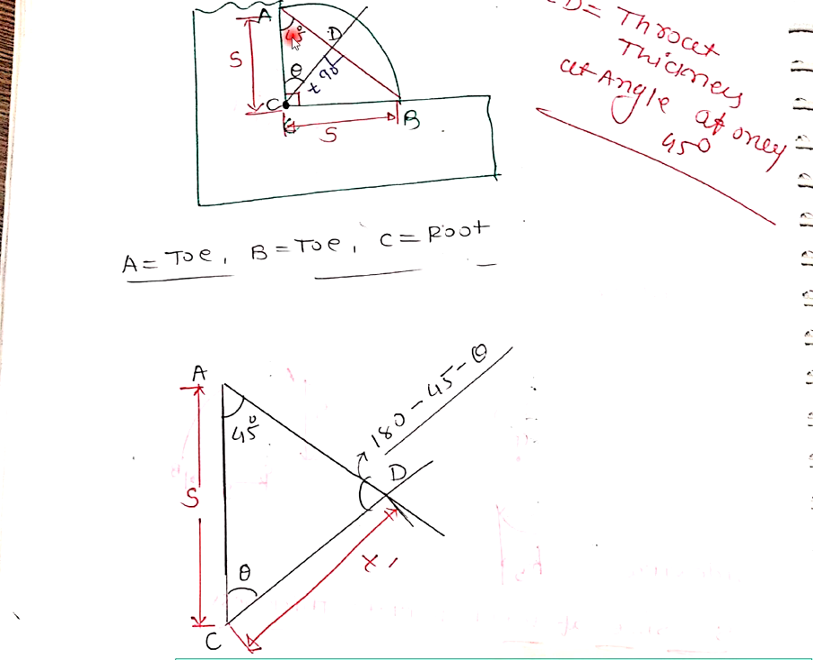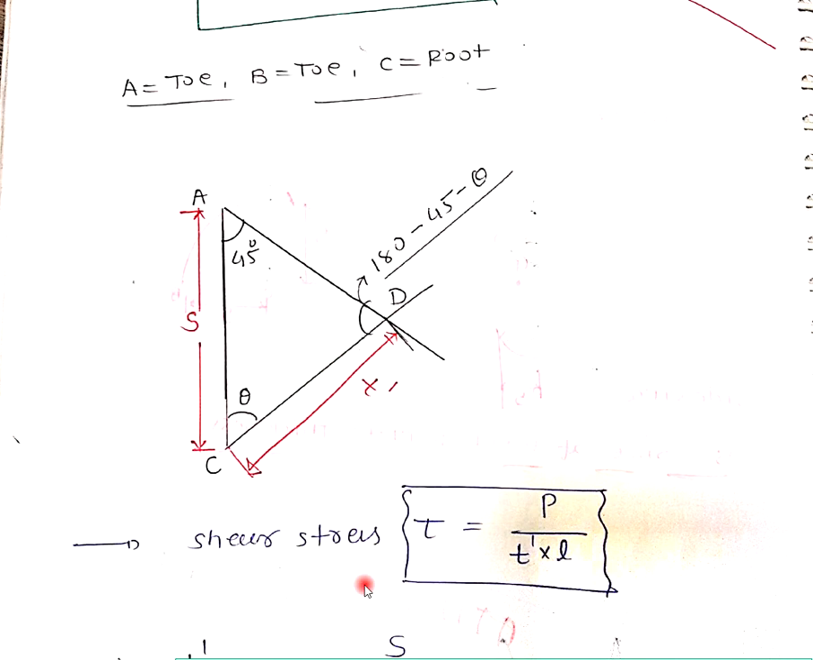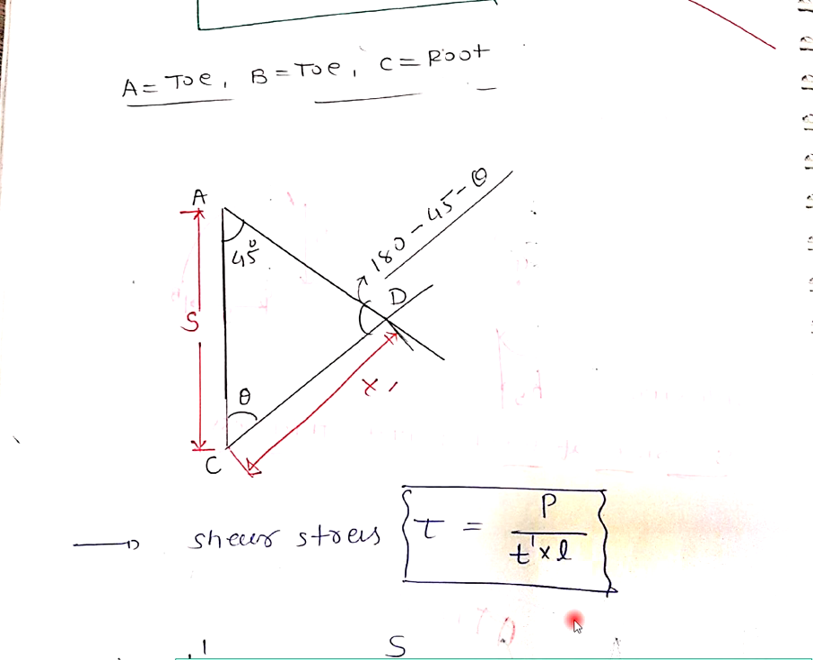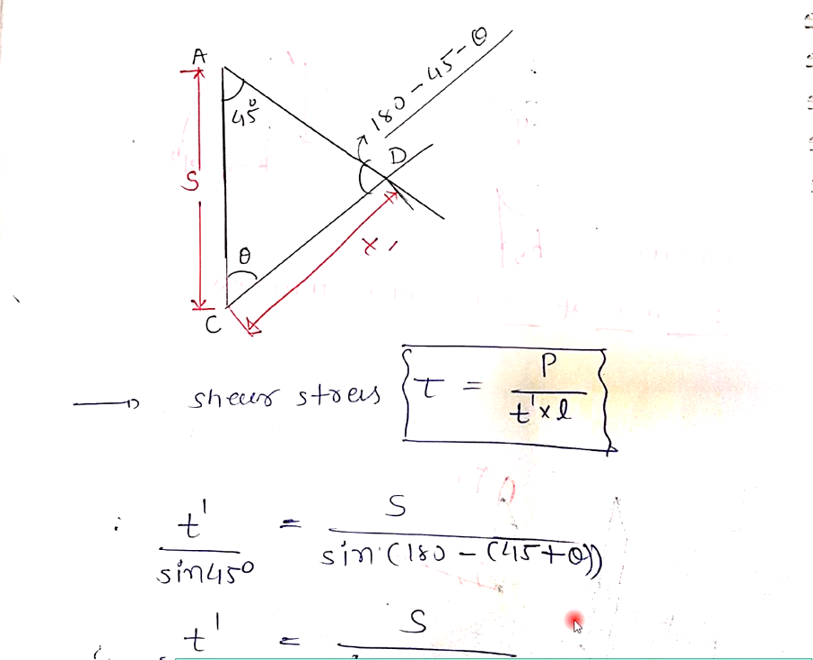Here is the angle of 45, because it is a similar triangle with sides S and S, so it will be 90, 45, 45. This angle is theta. The summation of all triangle angles will be 180, so I can say this angle is 180 minus 45 minus theta. So from that I can say my shear stress will be force P upon area, that is T dash, the throat thickness, into the length of fillet weld. Now look at the thing. My shear stress tau is equal to P upon T dash into L.